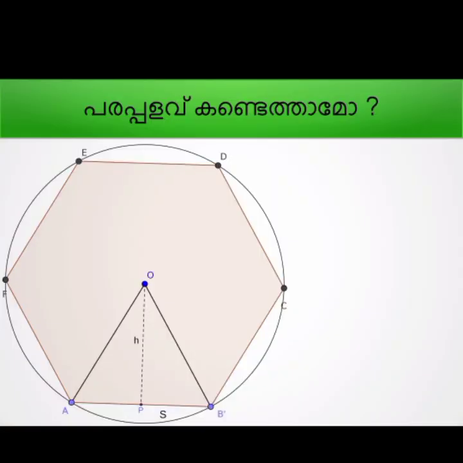Find the area of the polygon that is given. Here we are given a hexagon and the center of the circle is joined to the two vertices of the hexagon. Find the area of the hexagon.